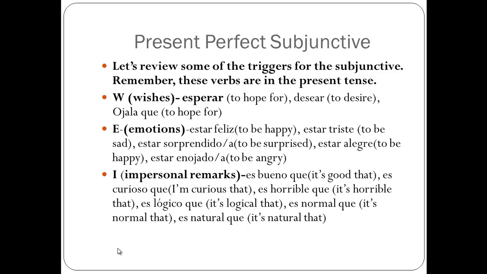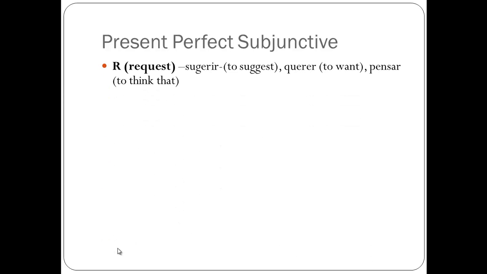For impersonal remarks, I haven't talked a lot about this, but we're going to be using them with the present perfect subjunctive. Es bueno que, it's good that. Es curioso que, it's curious that. Es horrible que, it's horrible that. Es lógico que, it's logical that. Es normal que, it's normal that. And es natural que, it's natural that. So that also can trigger the subjunctive or the present perfect subjunctive in the second part of the sentence.